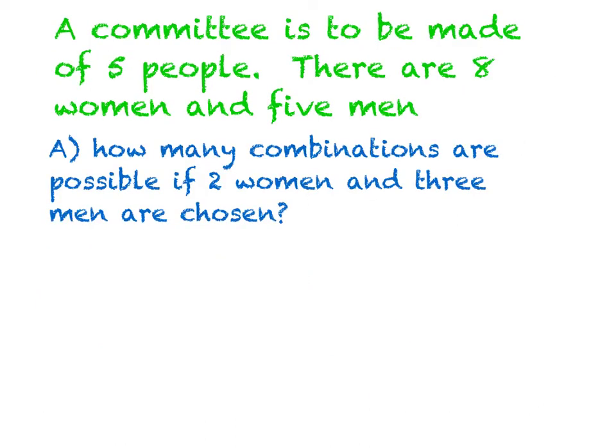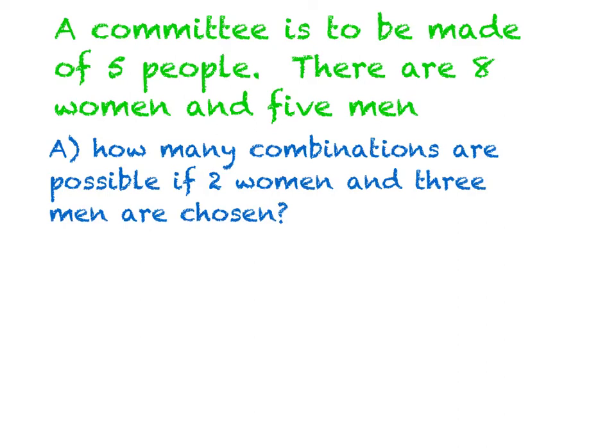All right, folks, well, we've made it to the last problem. There's going to be a part A and part B, and this is probably the most popular exam question we've seen lately. All right, so take good notes on this one. Now, part A is going to look very similar to yesterday. A committee is to be made of 5 people. There are 8 women and 5 men. So part A, how many combinations are possible if 2 women and 3 men are chosen? All right, now it's just a combination, not a permutation. You're just going to pick people to be on this committee. So combination, order doesn't matter.